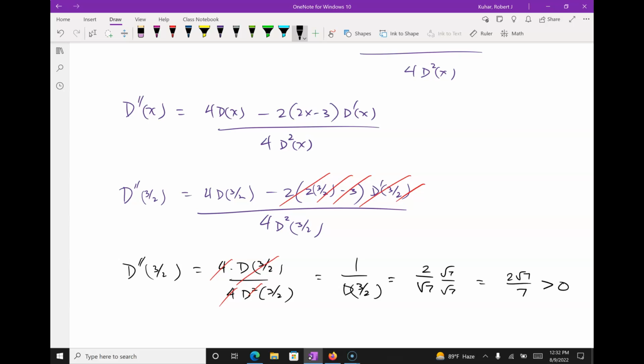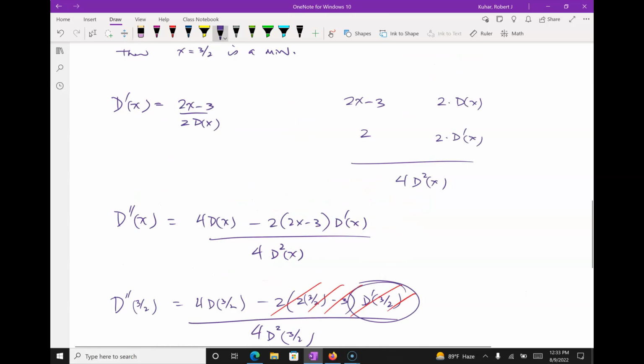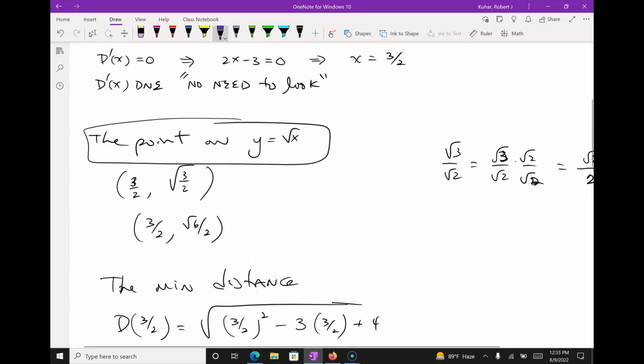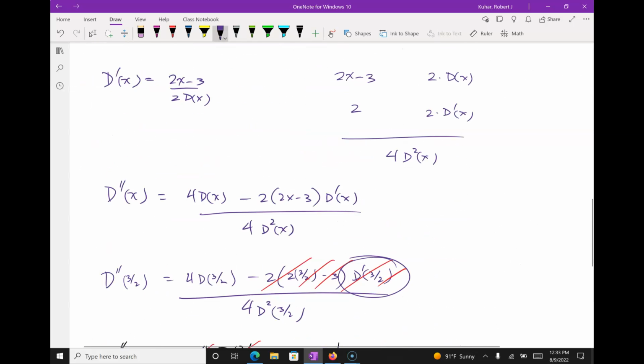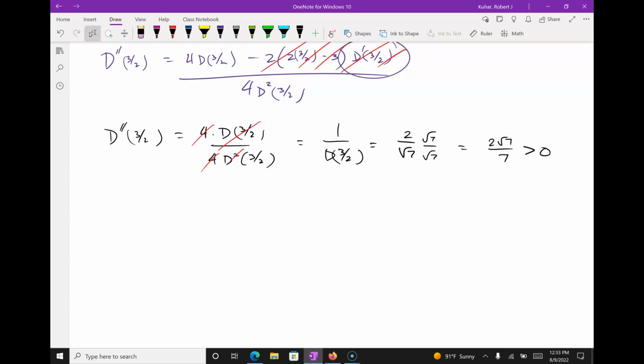D prime of the critical value is 0. So remember how we're trying to find a critical value. We set the derivative equal to 0. Right, and you can see that up here. I'm setting d prime equal to 0, and I get x is 3/2. Nice. So we could make some conclusion here, and I'd like you to, right? We did it a couple times yesterday.